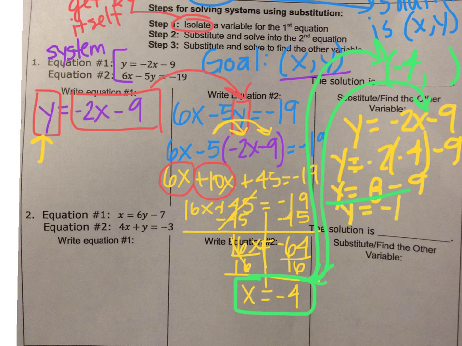Now we have the y value of our solution, so we plug that in. It may have taken a while to get here, but we finally have an answer, and our answer is the point negative 4, negative 1. If we were to graph both of these equations on a grid, this would be the point where they intersect.